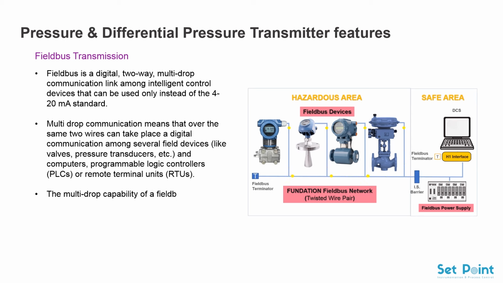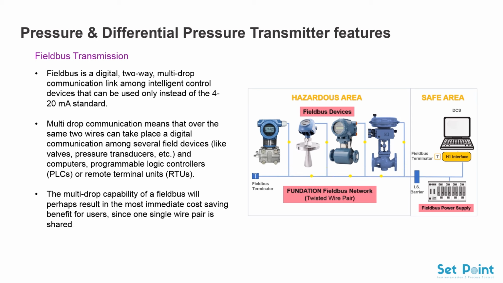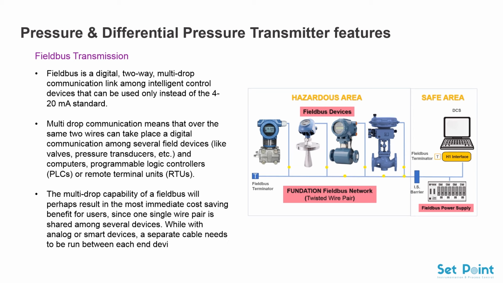The multi-drop capability of a fieldbus will perhaps result in the most immediate cost-saving benefit for users, since one single wire pair is shared among several devices. While with analog or smart devices, a separate cable needs to be run between each end device and the control system.